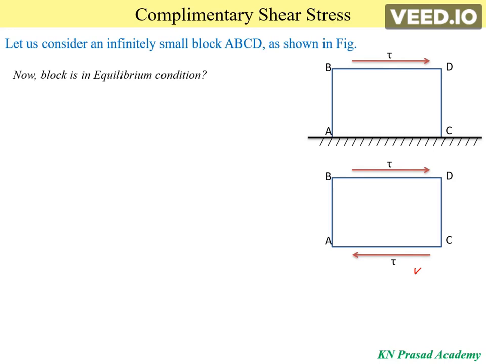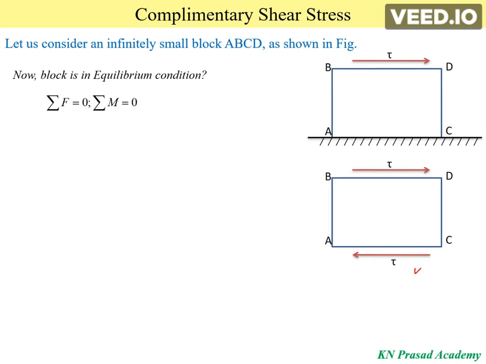So what do we mean by equilibrium condition? It means the summation of the forces is 0 and also the summation of the moments is 0. Here the summation of the forces is 0, since plus tau and minus tau are in opposite directions. But what about the moment?